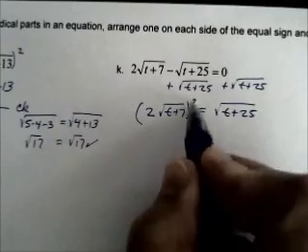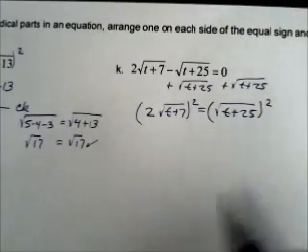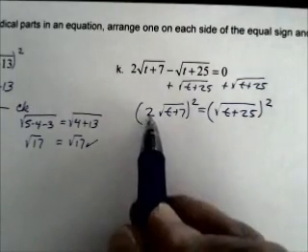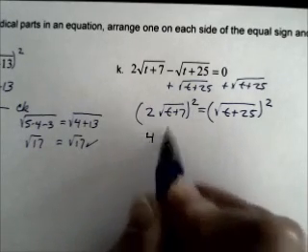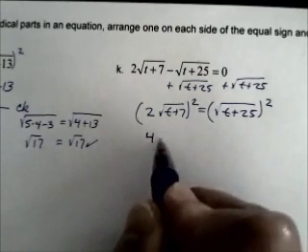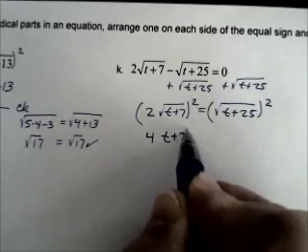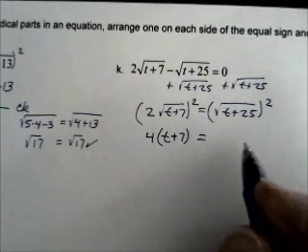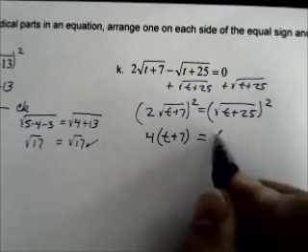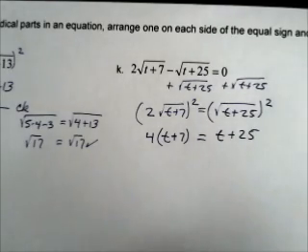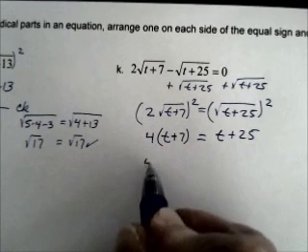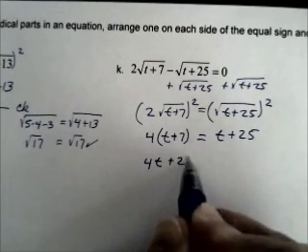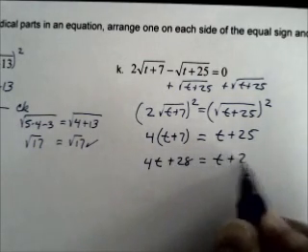Now square both sides. Remember, that's 2 squared is 4, and the square root of t plus 7 squared is going to be t plus 7. Make sure you put that in parentheses because we'll have to distribute the 4. And the square root of t plus 25 squared is t plus 25. Distribute the 4. That's 4t plus 28 equals t plus 25.